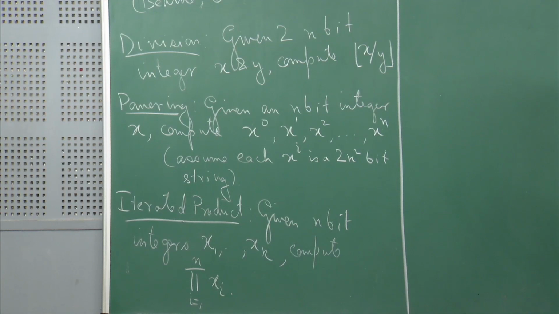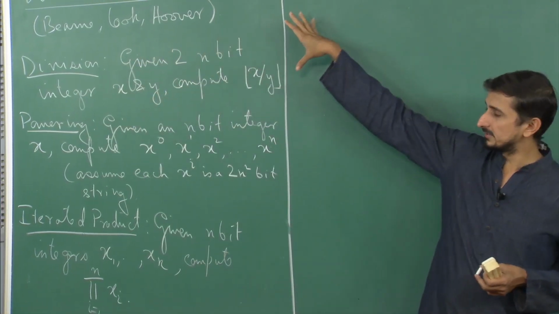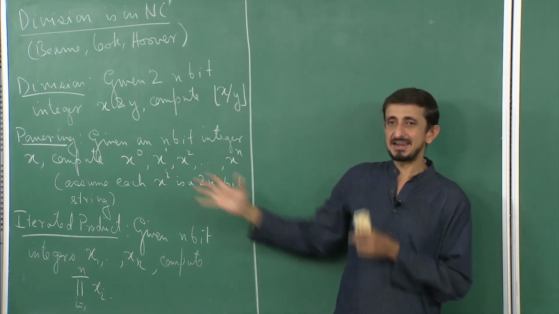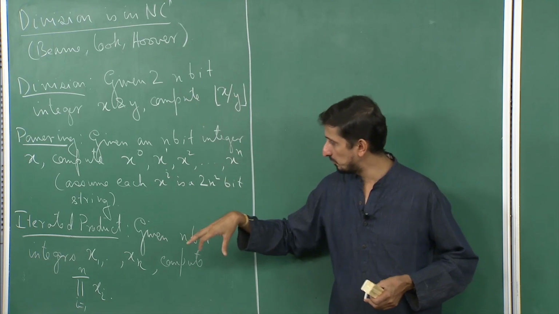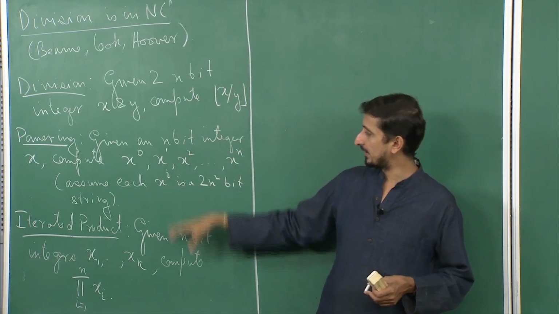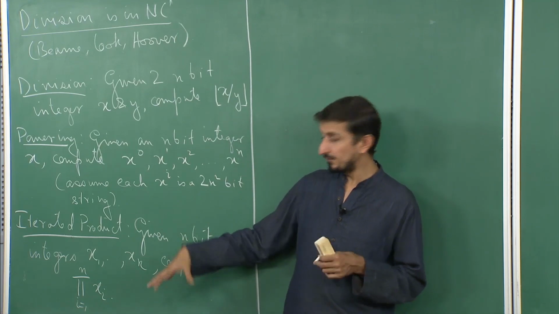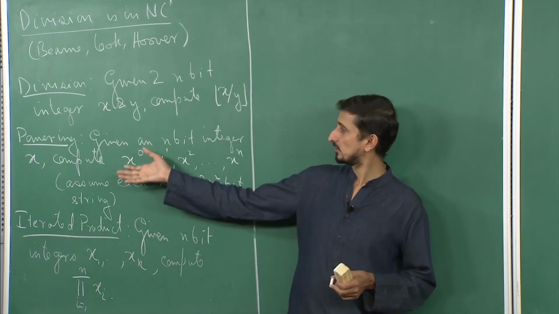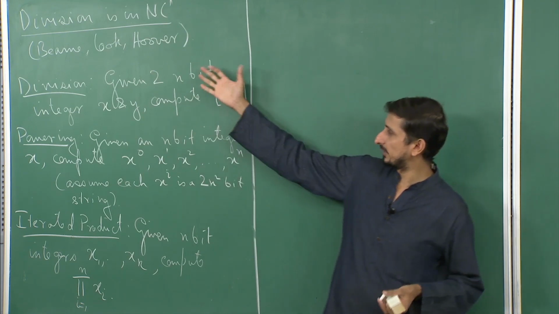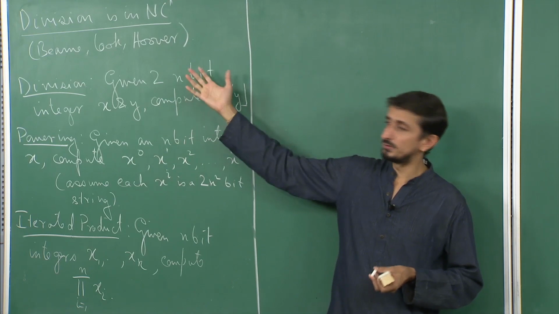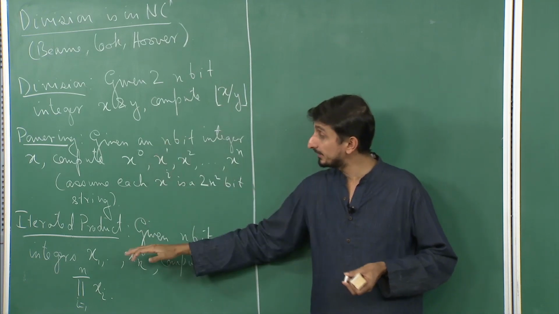Now, why are these problems interesting? The reason is that, of course, the division is the goal, but what we will show today is that these problems are equivalent in some sense. It is enough to compute powering to get division. And powering is essentially a special case of iterated product. So if you can solve iterated product, you can solve powering, and by the reduction that we will give, you can solve division also. We will actually show reductions in the other way also: division also reduces to powering, and later on we will show that iterated product also reduces to powering.